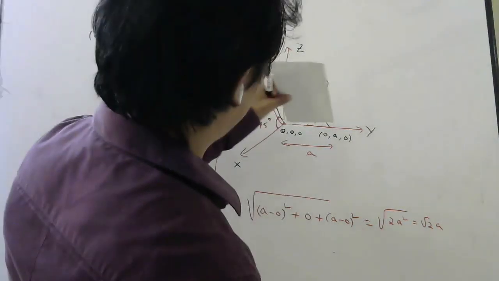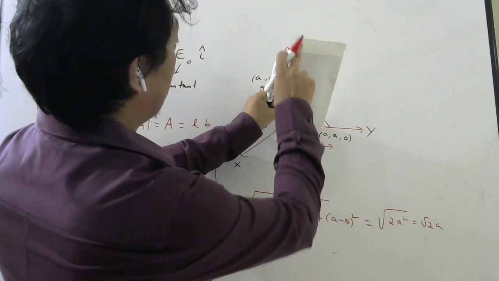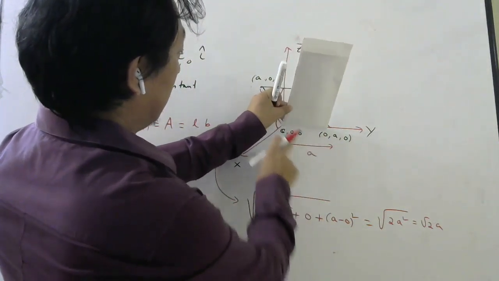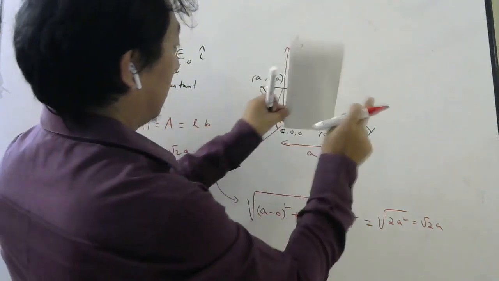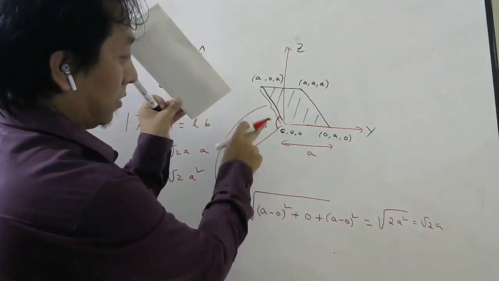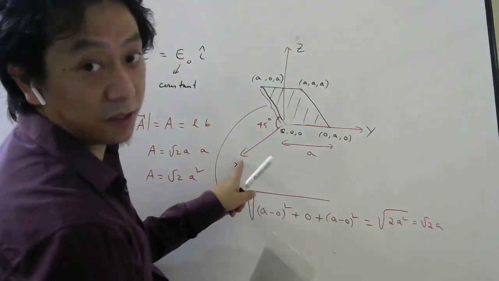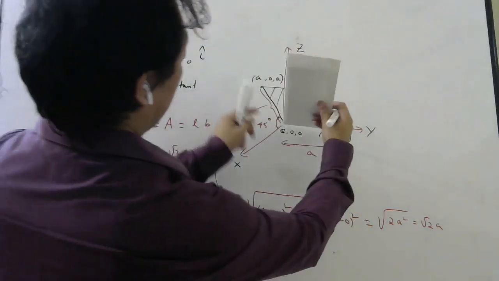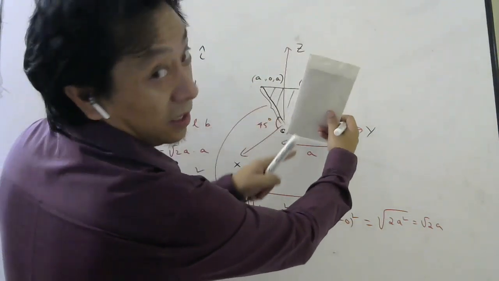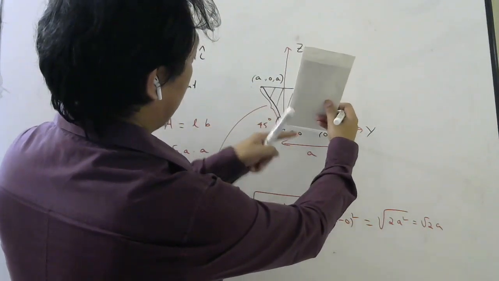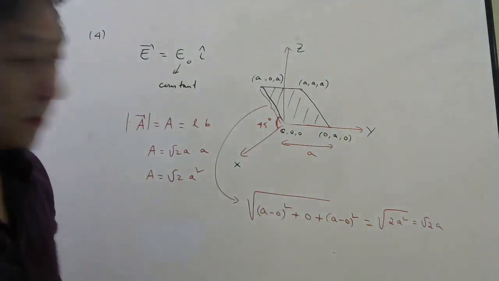See, it is kept this way, right? Yes or no? So this is a, this is also a. Now this means z coordinate, right? And this means which coordinate? X coordinate. This is the x axis right here. So this is a. This is also a. So if opposite side is a, adjacent side is also a, then that angle will be 45 degree, right?